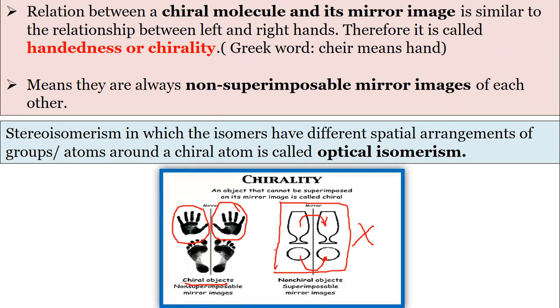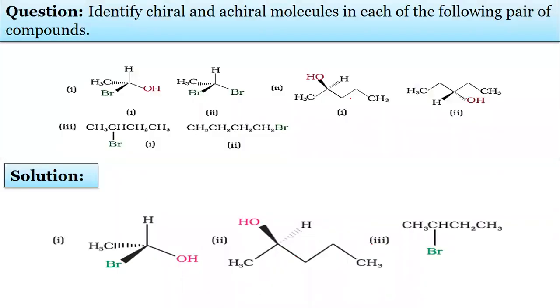So a 1 mark or 2 mark question can be asked, what is a chiral carbon? They can also give some compounds, asking which of the following are chiral. Such questions can be asked in the examination. Identify the chiral and achiral molecules in each of the following pairs. Now you tell me about this compound, the first one and the second one. These pairs are given.